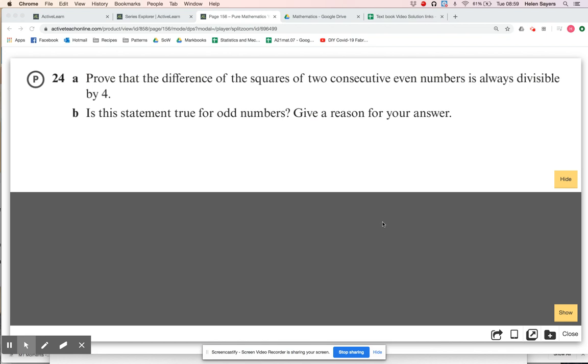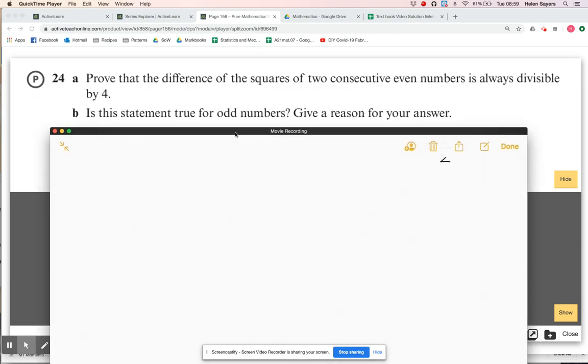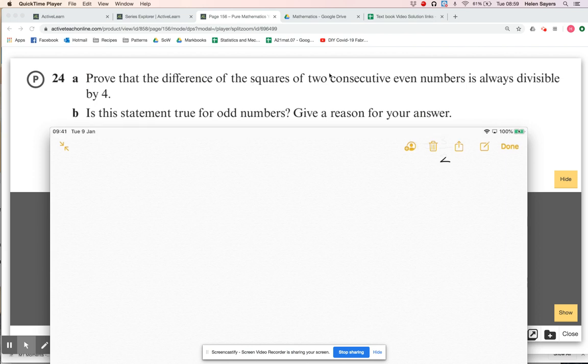Okay, we're looking at mixed exercise 7 from the first year core textbook. So we're on question 24. First thing we're asked to do is prove that the difference, so you always need to read these really carefully because there's lots of subtle differences in what they talk about. So, difference of the squares of two consecutive even numbers.